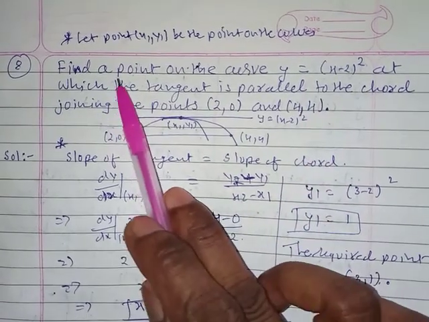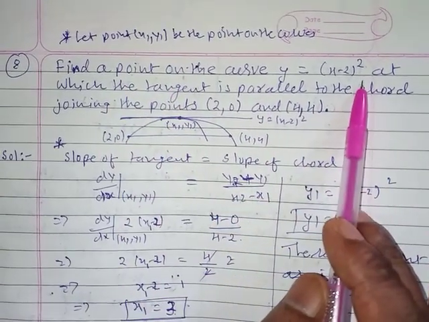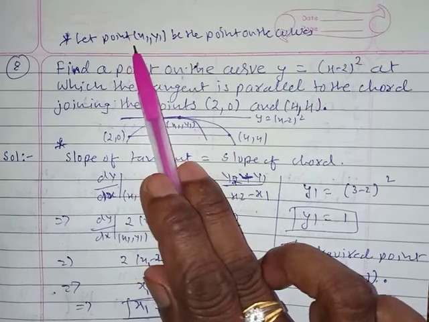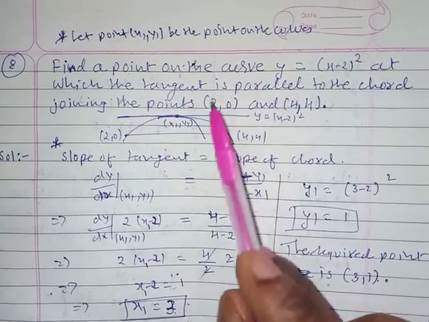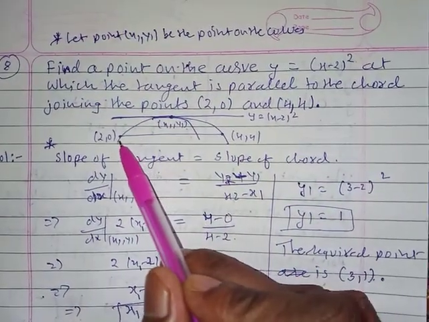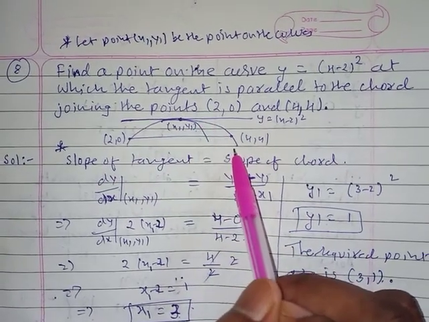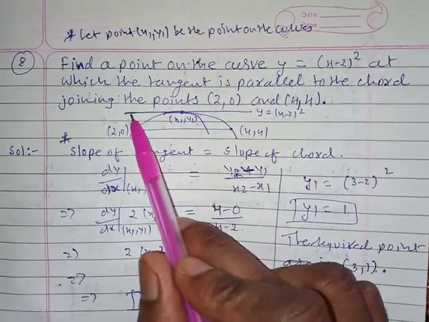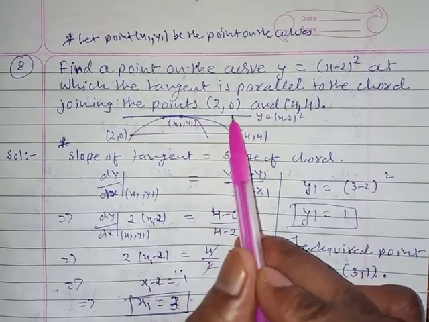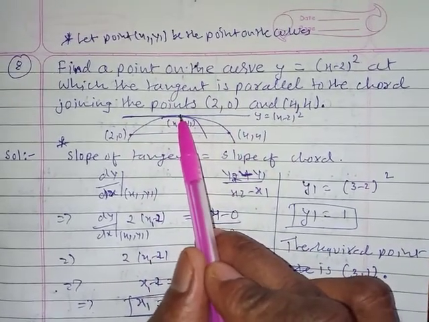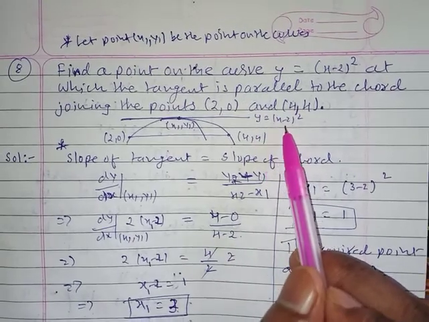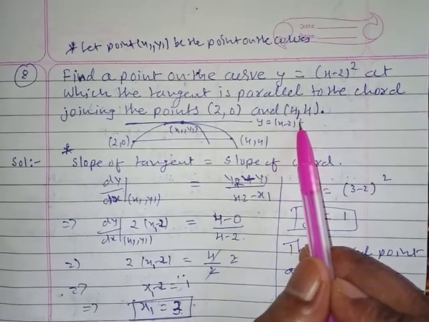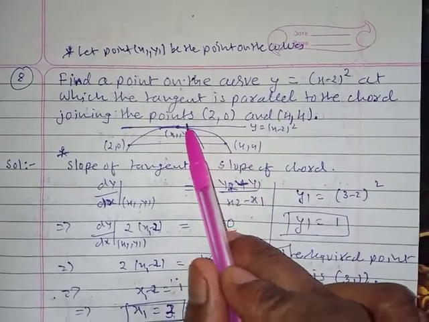Okay. Since it is the point on the curve, let the point be x1, y1 on the curve. Suppose this is the curve. Okay, this is a tangent. Let x1, y1 be the point on the tangent. This is the tangent passing through this point, whose equation is given, y is equal to x minus 2 whole square. If you take derivative, we'll get dy by dx.